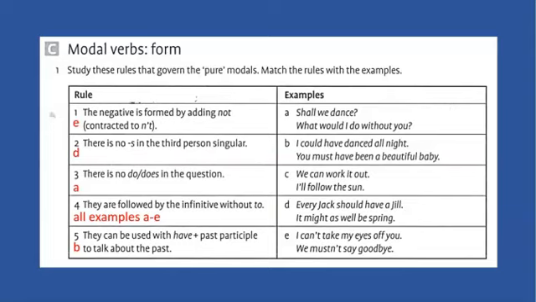And 5, they can be used with have plus a past participle to talk about the past. So we see that in example B. I could have danced all night. You must have been a beautiful baby. They must have left. We could have been there. Okay. That's the rule in form. How are these pure modal verbs literally constructed, right, in the code?